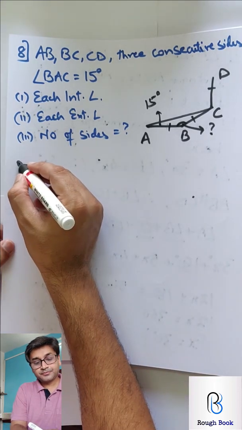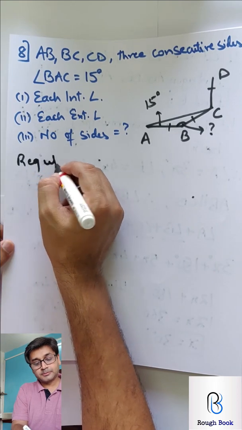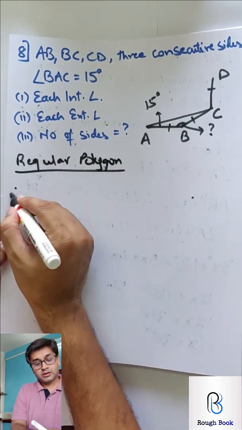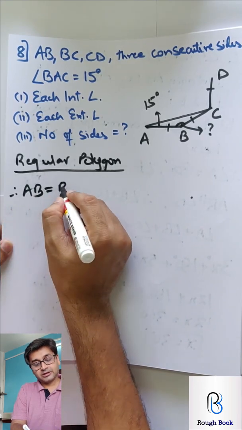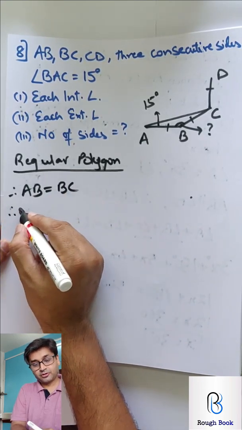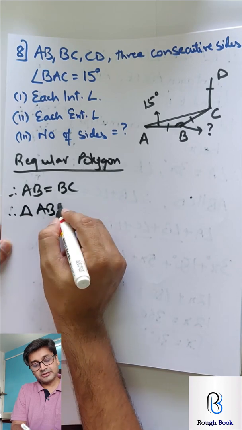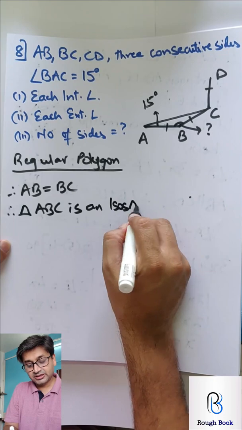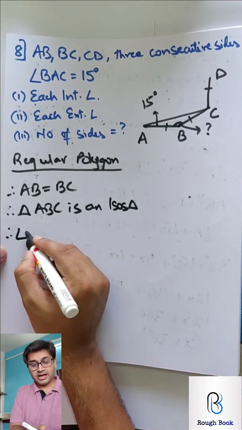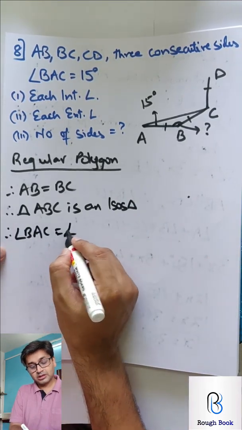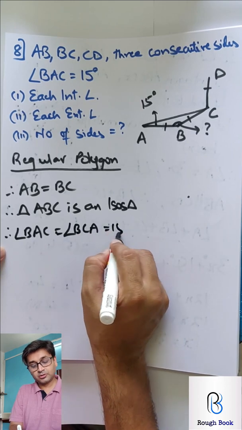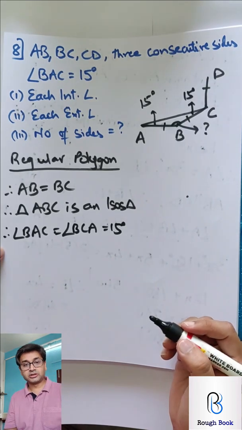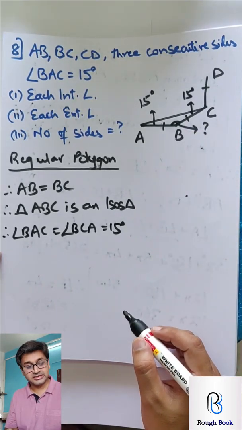So you will say regular polygon, therefore side AB equals BC. Therefore triangle ABC is an dash triangle. Tell me what? Isosceles triangle. And therefore angle BAC equals BCA equals 15 degrees. So this also becomes 15. Since both are 15, can I find the third angle easily now?